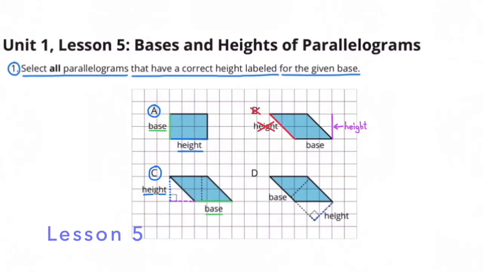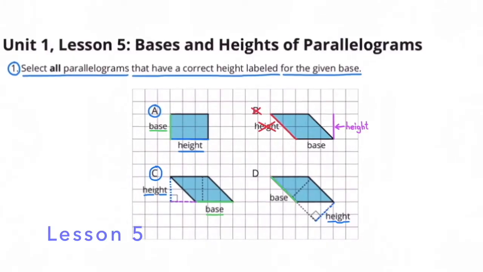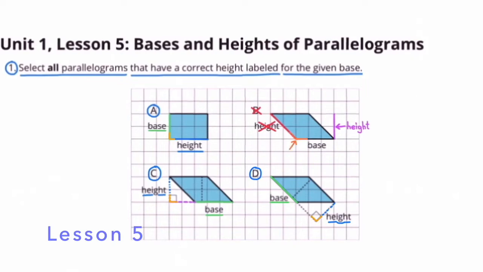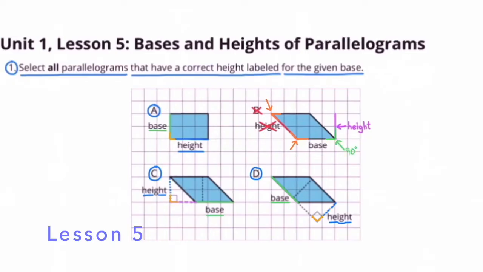Figure D. They've labeled the height and the base, and the height is at a 90-degree angle compared to the base. For figures A, C, and D, I'll highlight the 90-degree angle in yellow. And for figure B, I'll highlight the angles in orange, and you'll see that one angle is greater than 90 degrees and another angle is less than 90 degrees. In purple, I've added the correct line for height, which you can see in comparison to the base is 90 degrees.